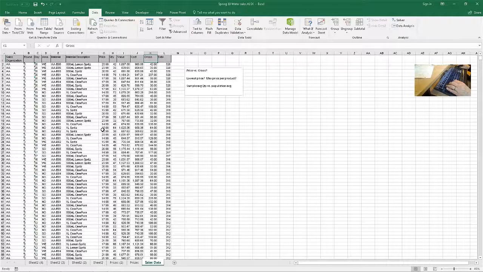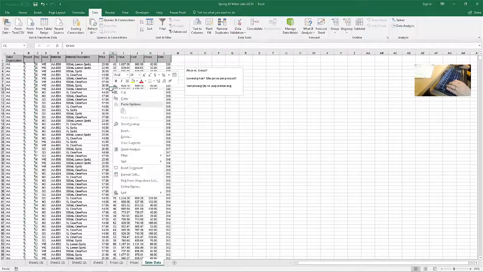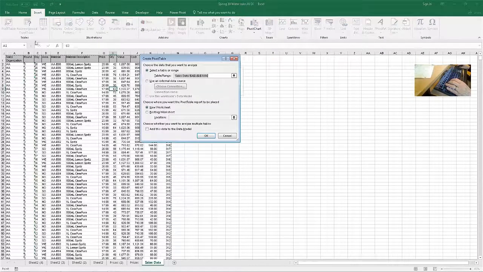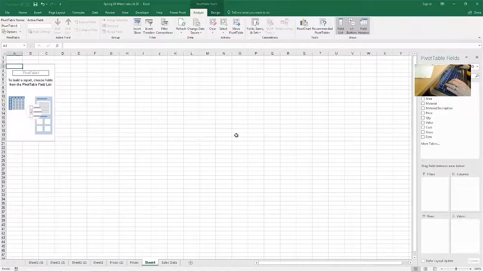And I'm curious about the difference between price and gross. That is, I'm curious, does price have an effect on gross profit? I've been saying, well, if you raise the price, you should raise your gross profit. Well, let's see. So let's insert a pivot table.